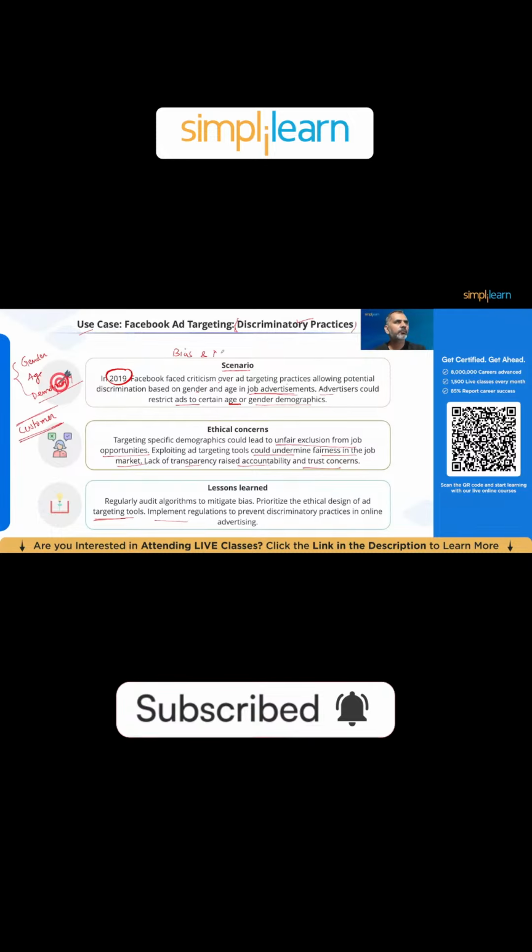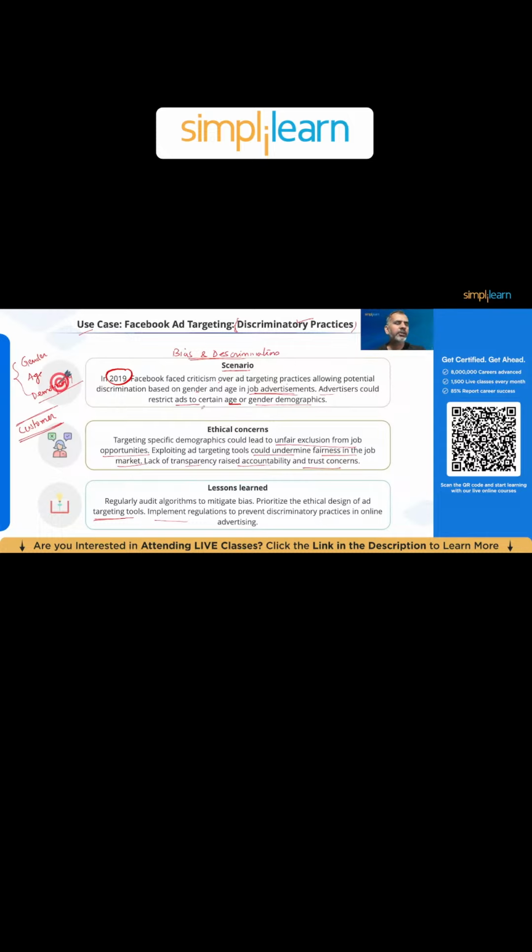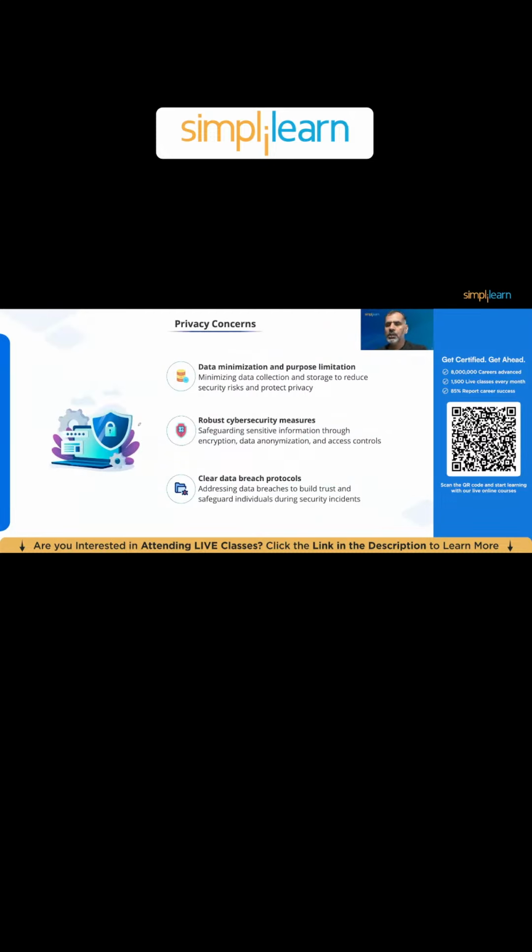So this is the very first thing where we talk about one of the scenarios of bias and discrimination. The second thing is privacy. When we talk about the privacy concern, it is mostly related to the personal information of any user. So the best practice that you can use is data minimization and purpose limitation. Okay, so whenever you are implementing data ethics practices in any application, you should always try to collect minimum information for an individual.